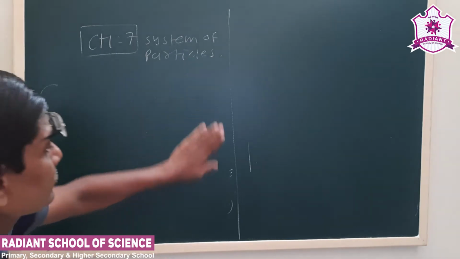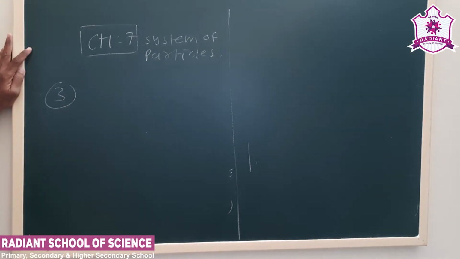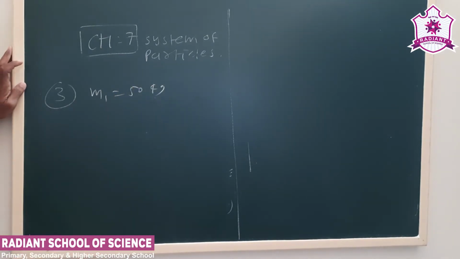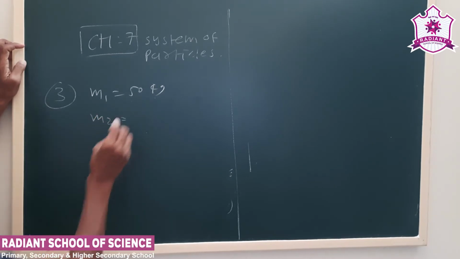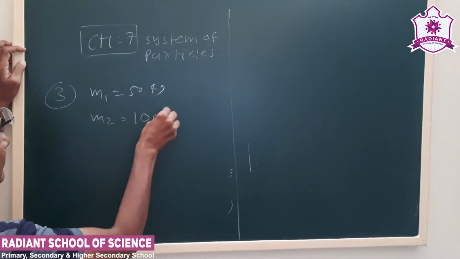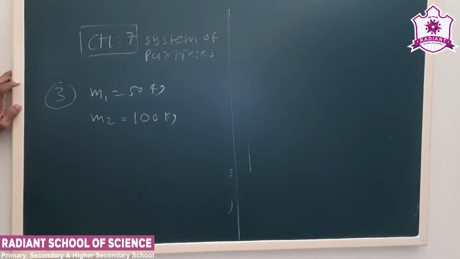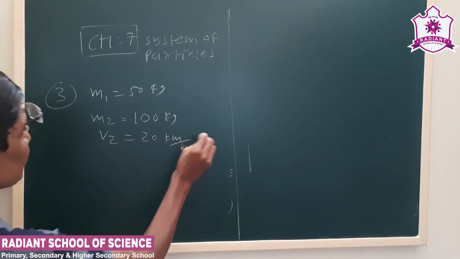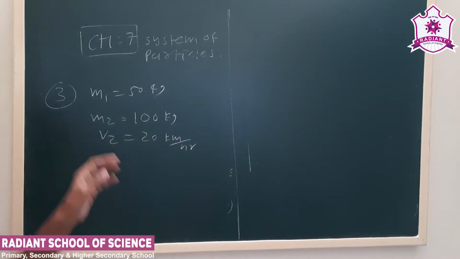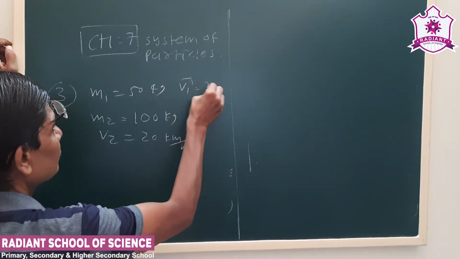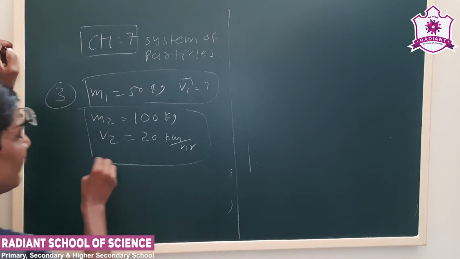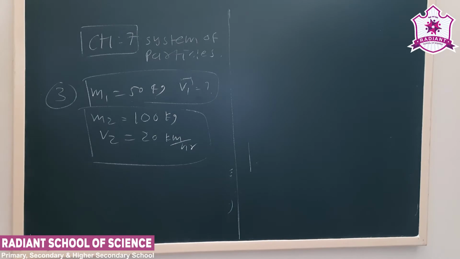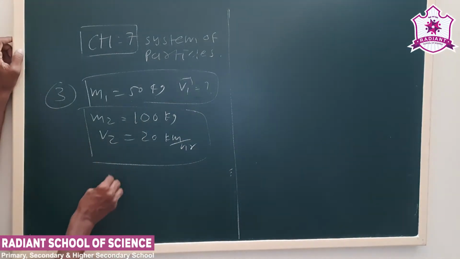Now see the next one, MCQ number 3. The question says suppose your mass is 50 kg. Another bicycle rider of 100 kg is moving with a velocity of 20 km per hour, and your momentum is equal to the momentum of the bicycle rider of mass 100 kg moving with a velocity of 20 km per hour. So both momenta are equal.